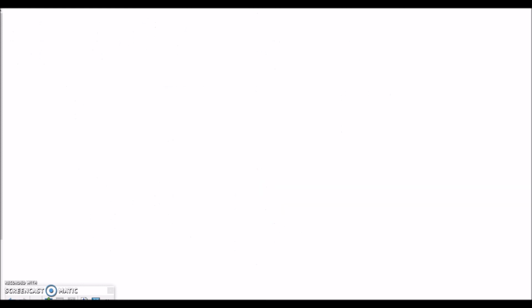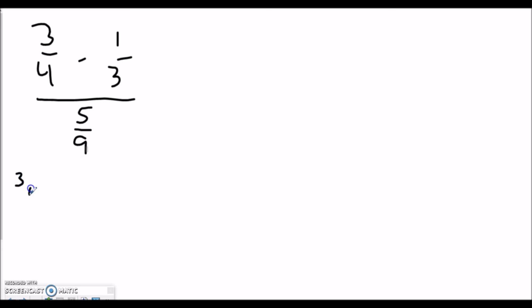3/4. Let's show that problem the other way. 3/4 minus 1/3 all over 5/9. We need what would be the common denominator or the least common multiple of all three denominators. And this might take a while.